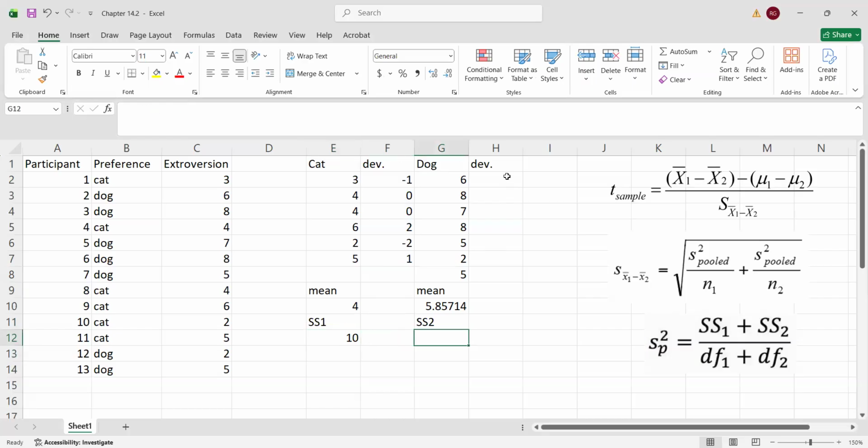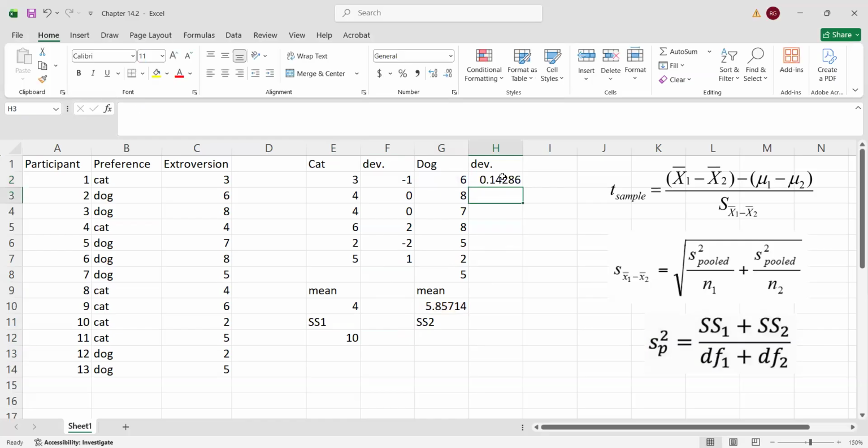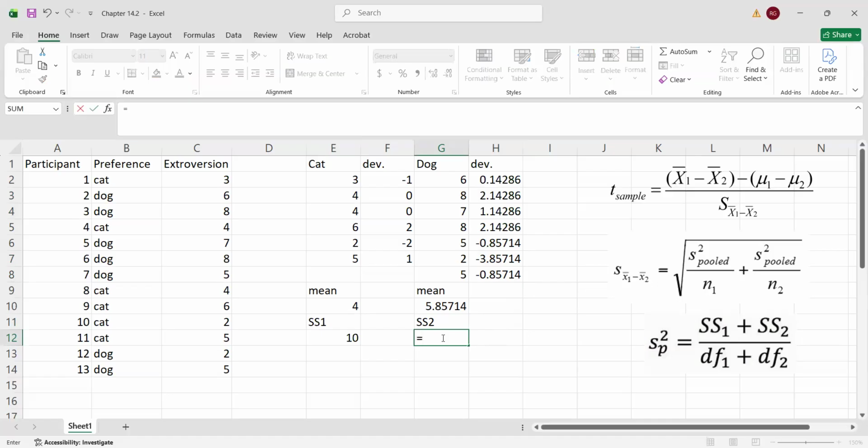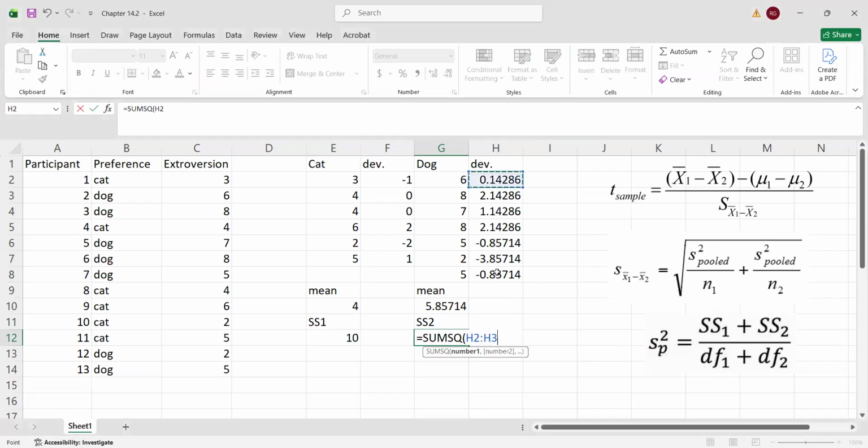We're going to do the same thing. Well, we need the deviation scores over here. Equals the first person's score minus the mean, but we're going to again have to put in these dollar signs. Now I'm going to drag the bottom right-hand corner down. It'll apply the equation to the rest of those raw scores. So now we're looking at the sum of squares for group 2. I'm going to hit equals SUMSQ, and here we go.